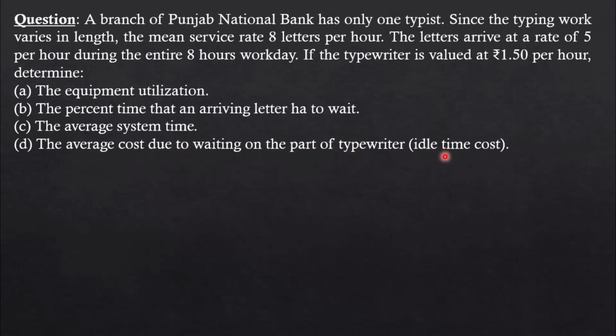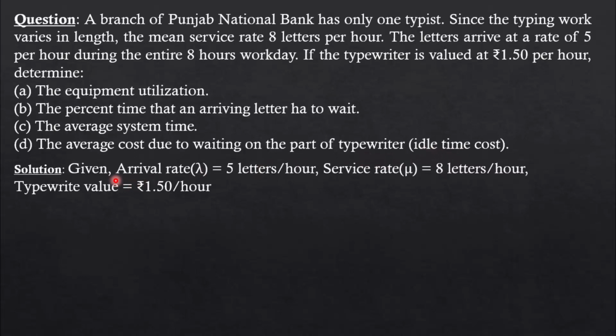So let us solve this. We have given the arrival rate, which is lambda, and it is given as 5 letters per hour. So letters are arriving at the rate of 5 letters per hour, and the service rate is given as 8 letters per hour, and we have the work day of 8 hours in a day, and the typewriter is valued at rupees 1.50 per hour.